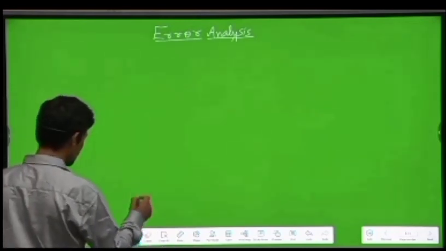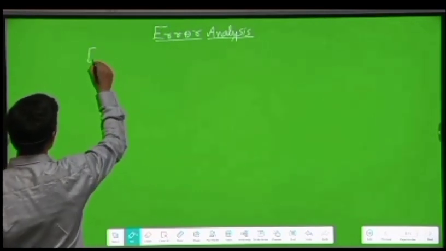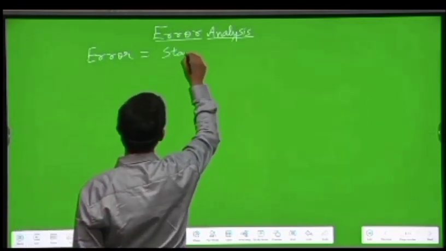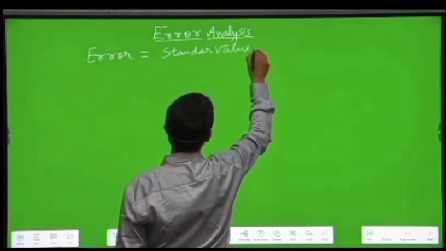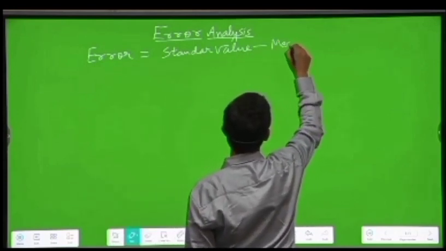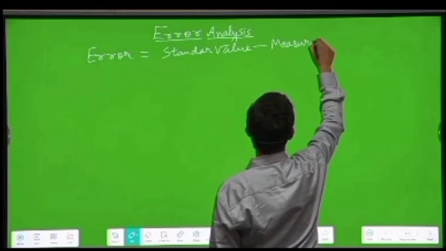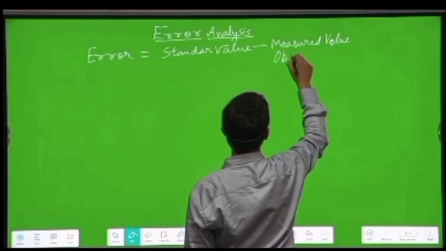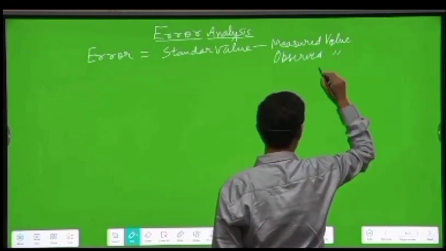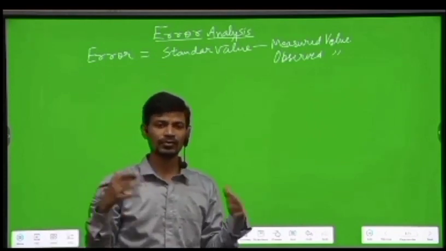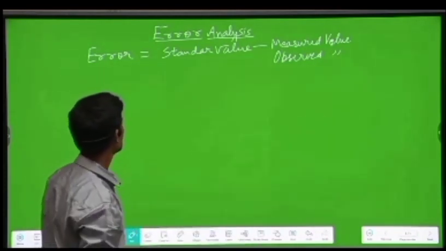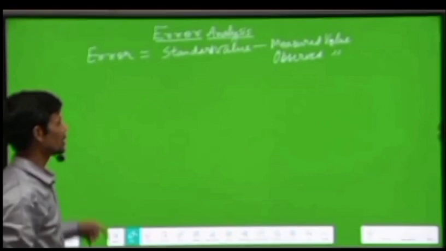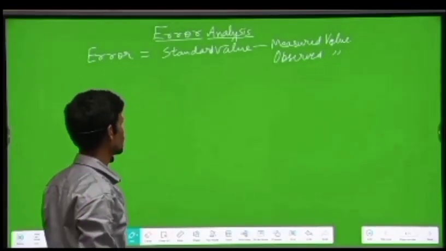Okay, so a general idea is that error is equal to the standard value of a measurement minus the measured value, meaning measured by us, or observed value, or experimental value, the experiment which we have performed. So that is how we are going to find the error in an observation. Okay.